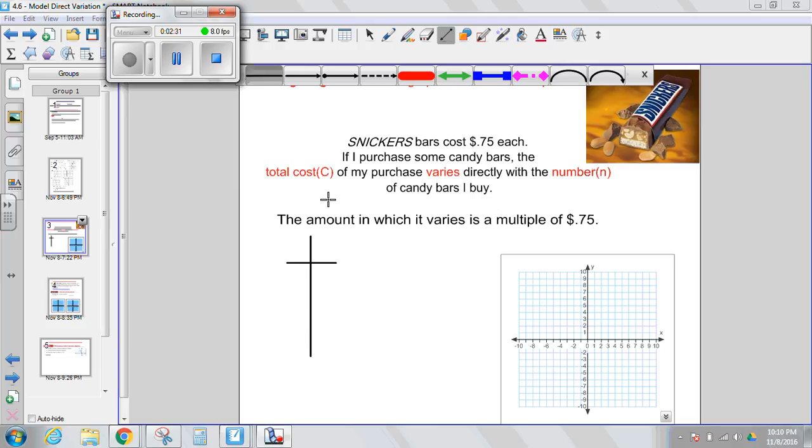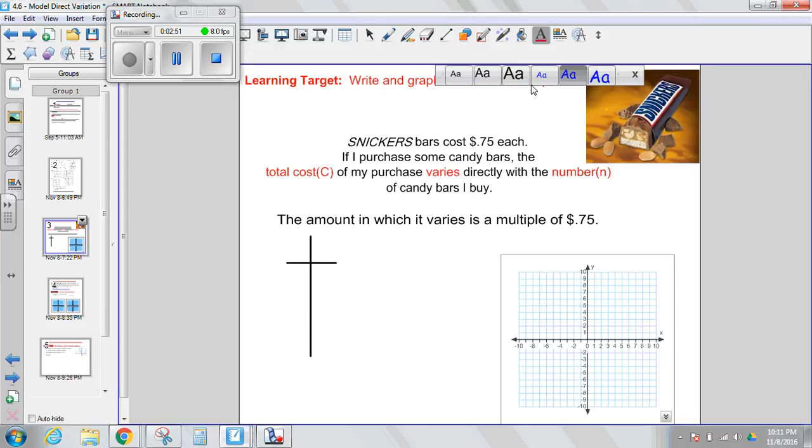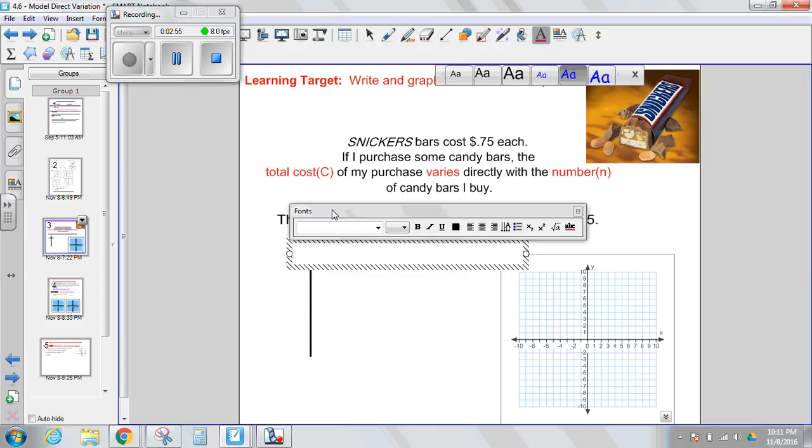And what that means is that the amount in which it varies is a multiple of that 75 cents. So if I buy two candy bars, I multiply that 75 cents by 2. If I buy 3, I multiply 75 cents by 3. If I buy 5, I multiply that 75 cents by 5. So we're going to create a table here to help us graph this direct variation equation and to come up with an equation.